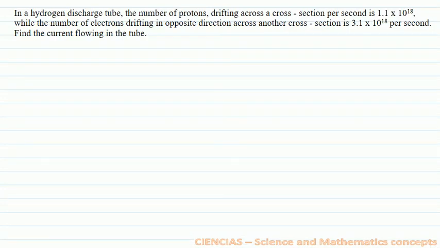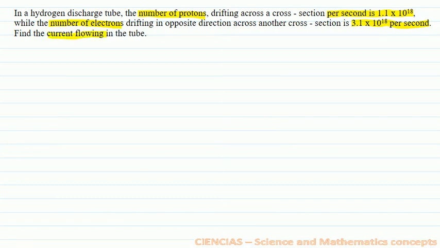Hello students, here we are solving the question which is based on the topic of current electricity. The question here is, in a hydrogen discharge tube, the number of protons drifting across a cross section per second is 1.1 × 10^18, while the number of electrons drifting in the opposite direction across another cross section is 3.1 × 10^18 per second. Find the current flowing in the tube.